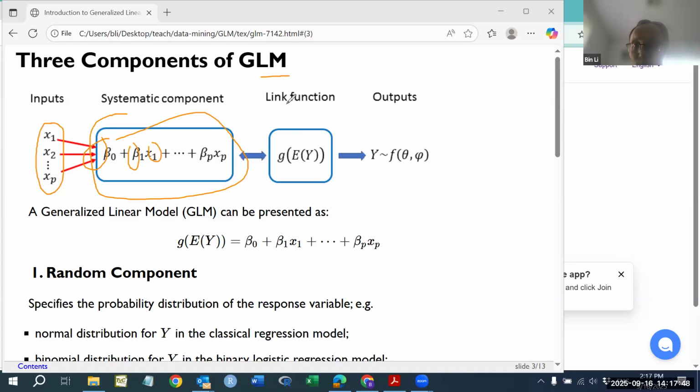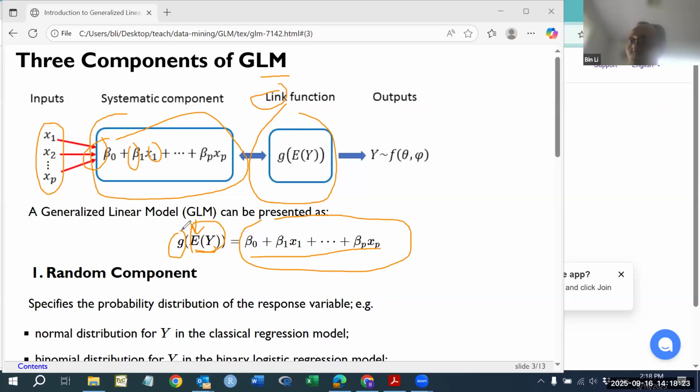The second component is the link function. So what is a link function? The link function links the expected value of y to the linear model part. That's why it's called a link function. It connects the expected value of y, where E means expected value, with the linear model part. The connection is through that function called g. We will show you some link functions in a minute.